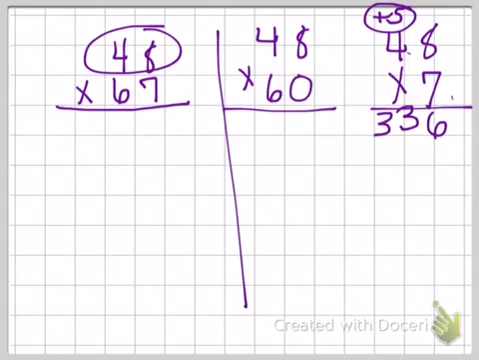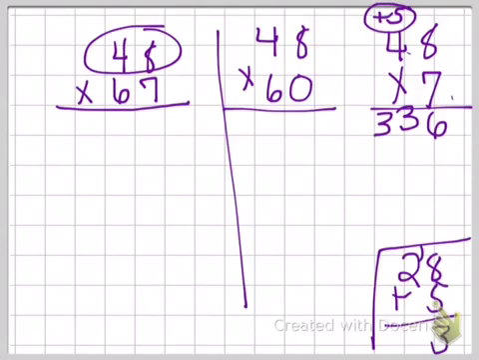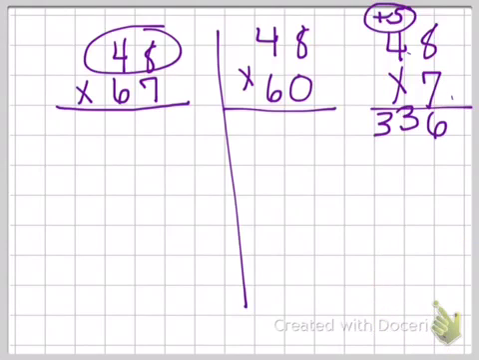Now, if you need a little bit of practice with that, you can always use this space down here as your working space. So if you didn't remember what 28 plus 5 is, you could just go 28 plus 5, and then you can work that problem out here. Some people can do it in their minds. Some people need to do it on paper. And either way is okay. All right, so 48 times 7 is 336.